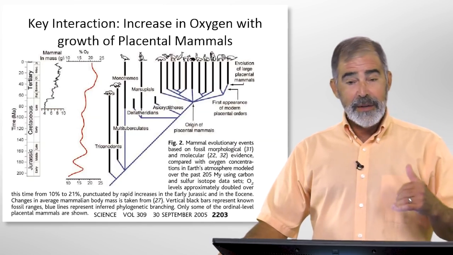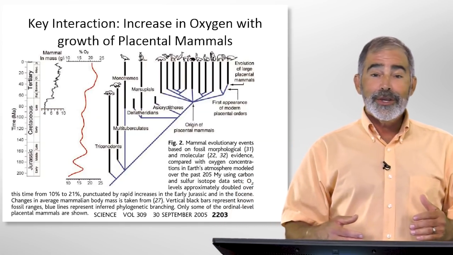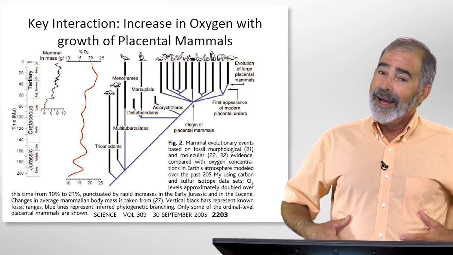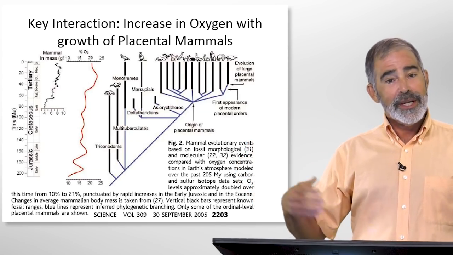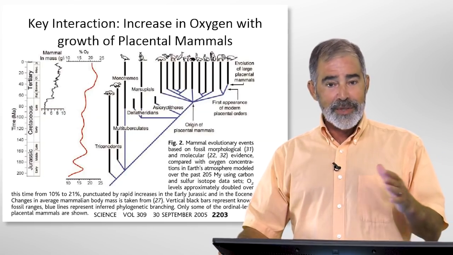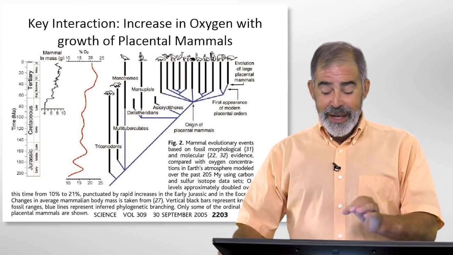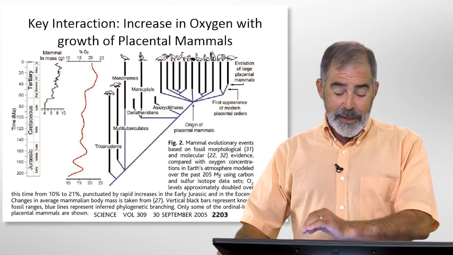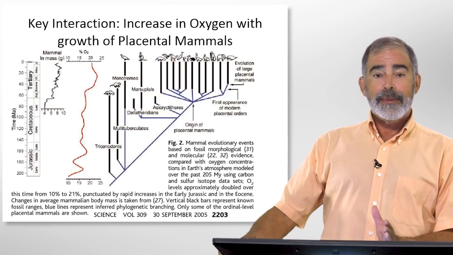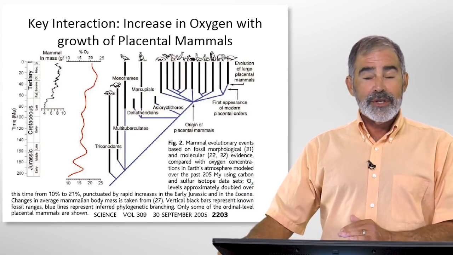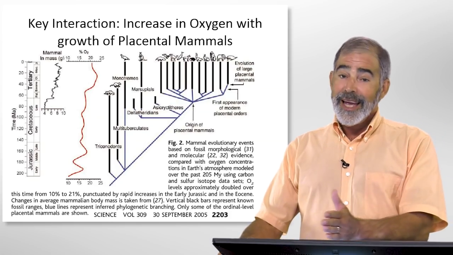Another key interaction that may interest you is the development of placental mammals. I don't know about you, but I'm a placental mammal. I was in my mother's uterus, not in a kangaroo's pouch. And I think it was a pretty cool way to develop safely. You probably feel the same way. There's a thought that the reason placental mammals could develop was an increase in the amount of oxygen in the atmosphere at that time. That would be an example of the interaction between the atmosphere and evolution.